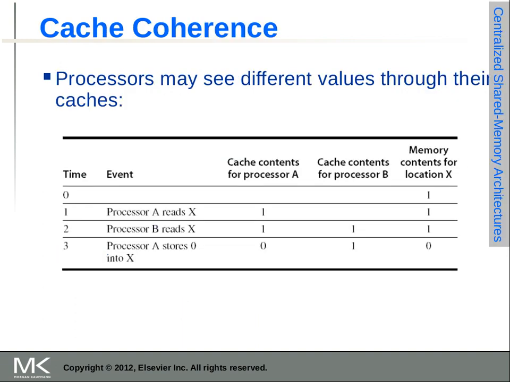Okay. Cache coherence. Processors may see different values through their caches. Let's see. Over here you're having time. We're just doing time units. Any time units. You can think of a millisecond if it helps.